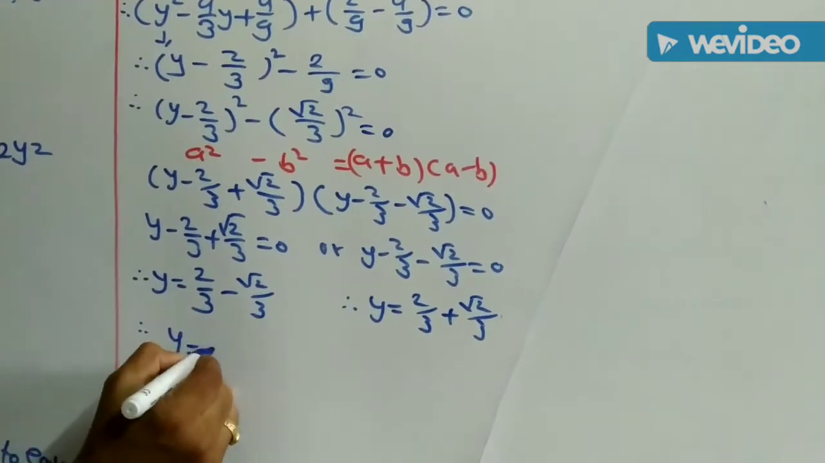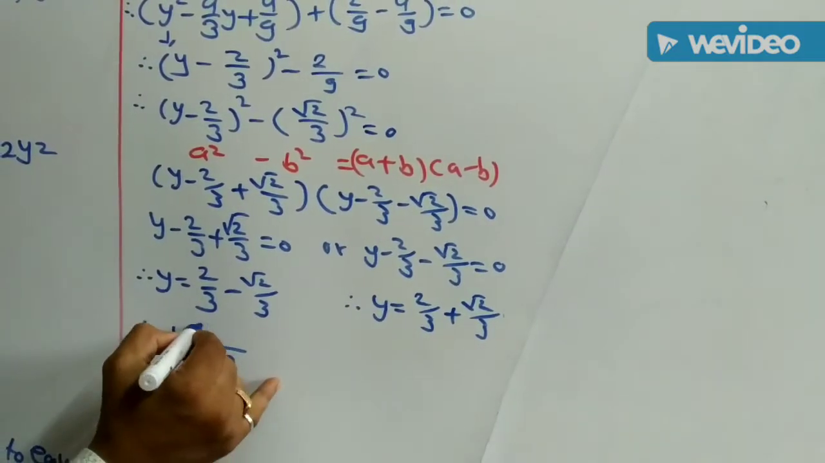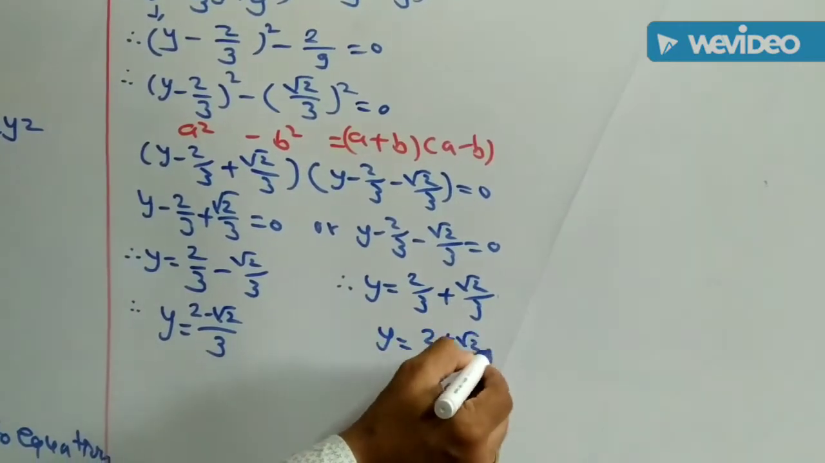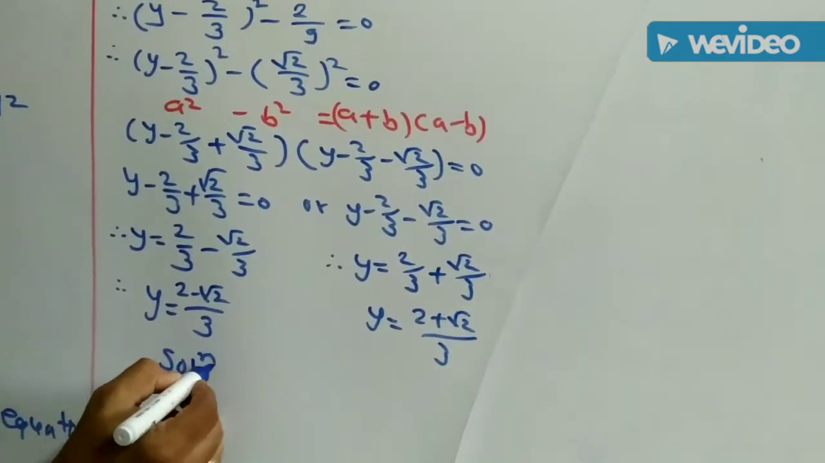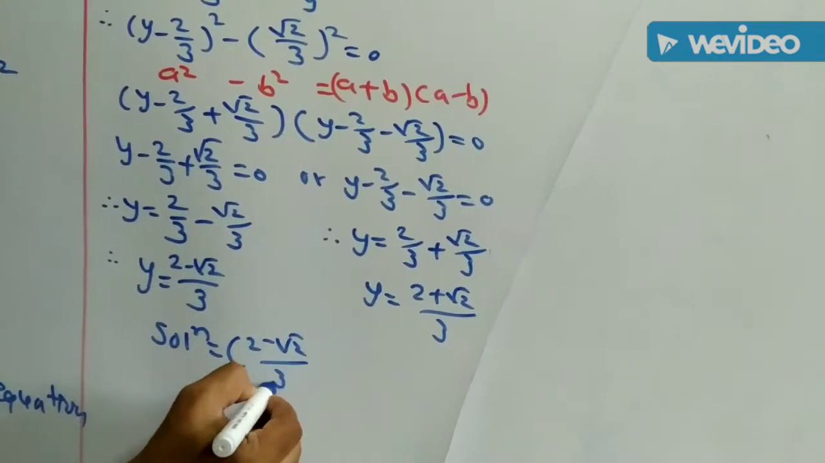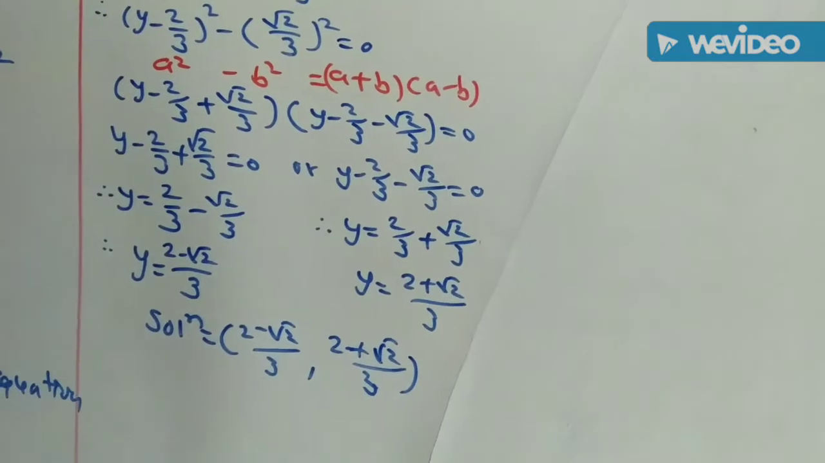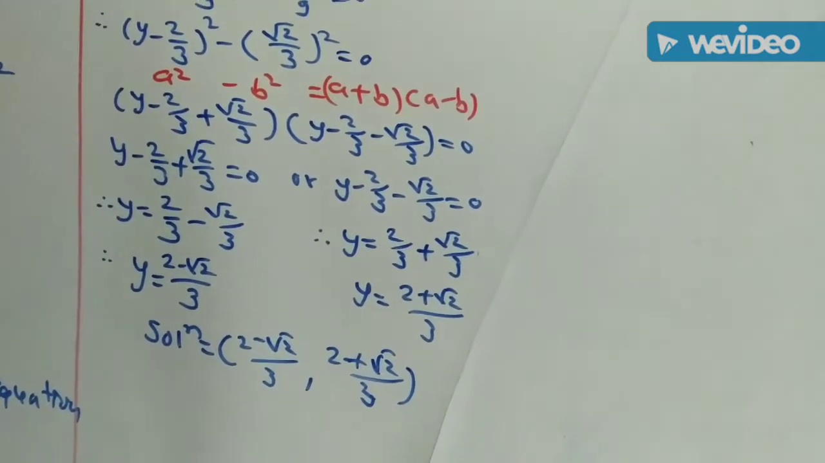Now the denominator is the same, therefore we write at once, we get 2 minus root of 2 upon 3, 2 plus root of 2 upon 3, and therefore the solution is 2 minus root of 2 upon 3, 2 plus root of 2 upon 3, and that is the solution.